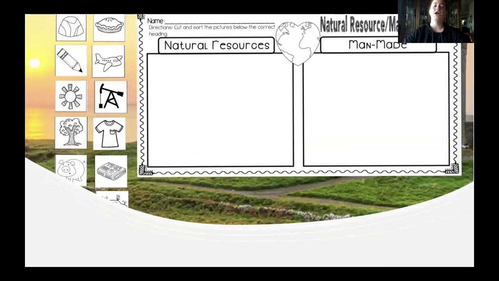On Seesaw, your assignment looks just like this. You have some pictures on the side that you need to decide, is that a natural resource? Is it just occurring in nature? Or is it a man made resource? Is it something that we had to make? You need to drag the picture to the correct box and make sure you push the green check mark when you're done.